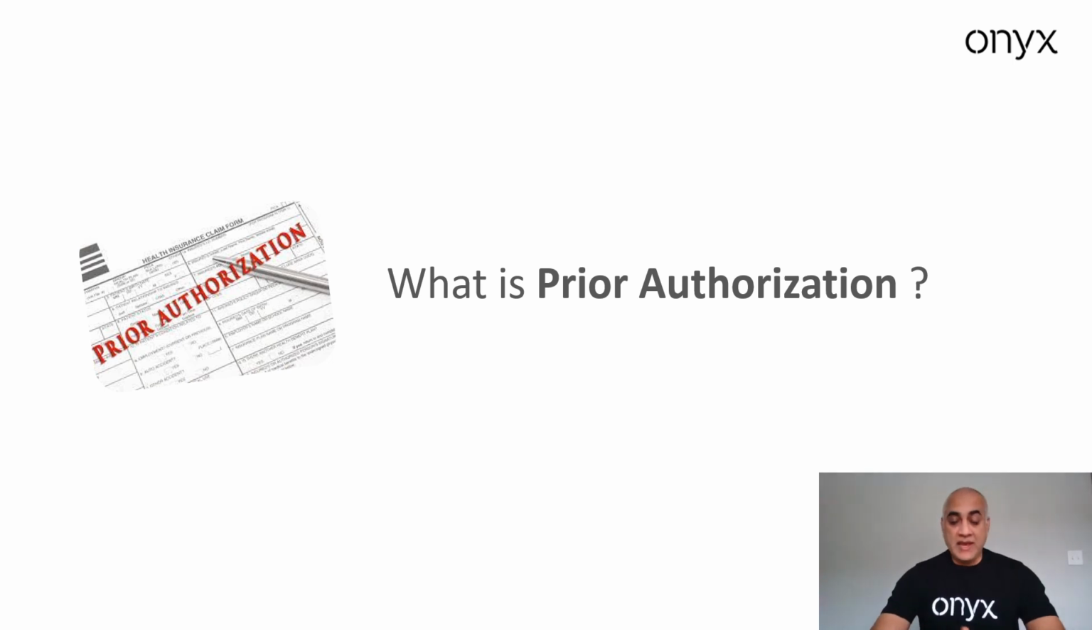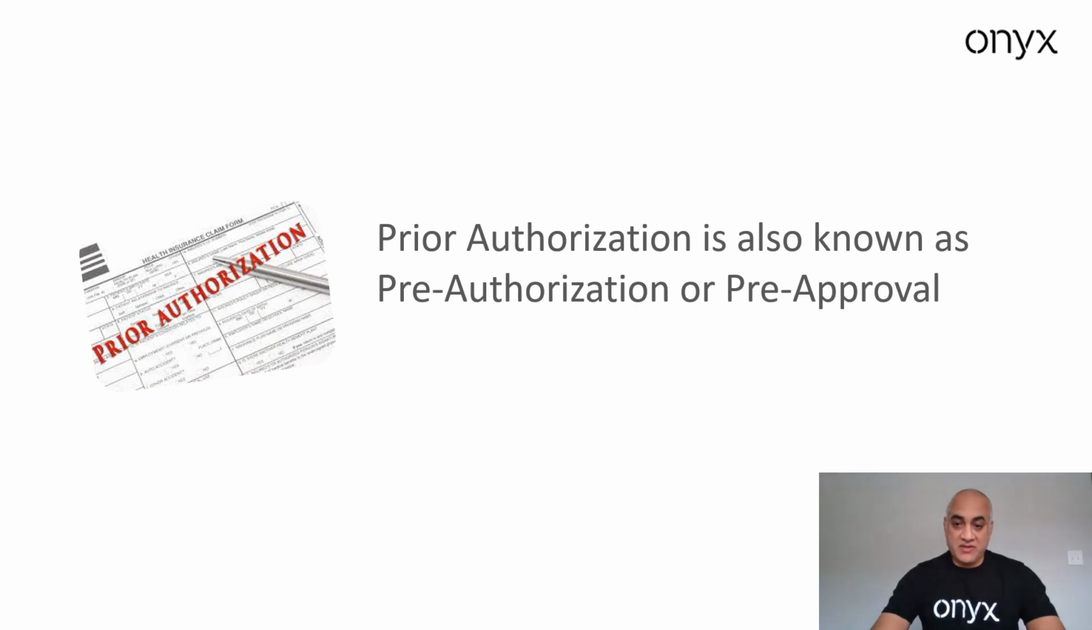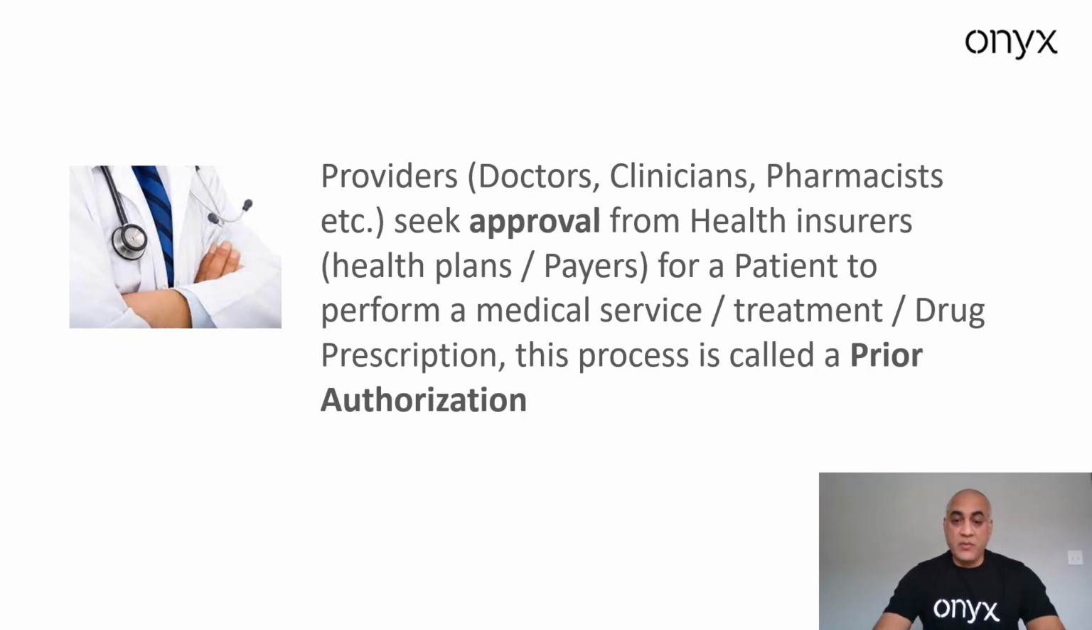So before we go ahead and explain what an electronic prior authorization is, I would like to explain what a prior authorization process in the industry is. Prior authorization, as the name suggests, is a pre-approval process. Basically, when a provider wants to initiate a treatment plan for a patient or a pharmacist wants to approve a drug for a patient, they have to seek approval from the health plans to make sure that the patient is covered for this particular treatment or for a particular drug.